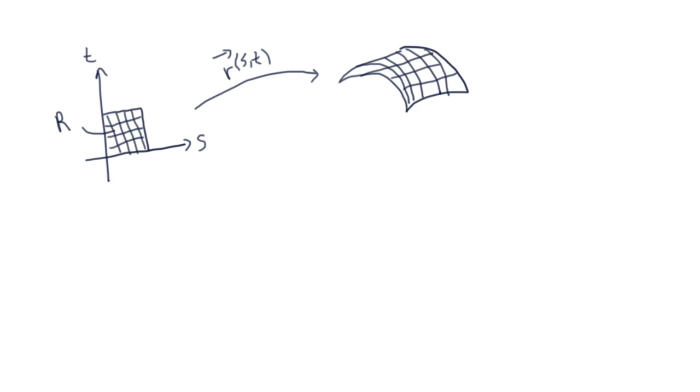Okay, so probably the most important property of the parameterization is that if I look at the partial derivatives of r as a function of s and t, so if I look at r sub s and I look at r sub t, notice that the component functions of my parameterization are functions of more than one variable. So when I go to take the derivative, I really need to specify I'm taking the partial with respect to s of all the component functions, or the partial with respect to t.